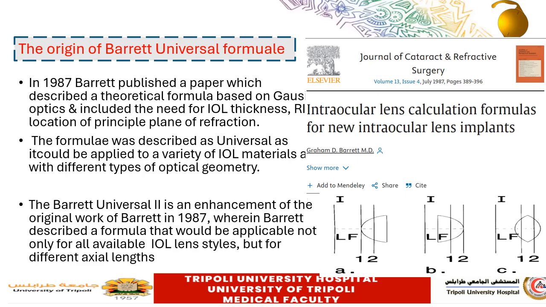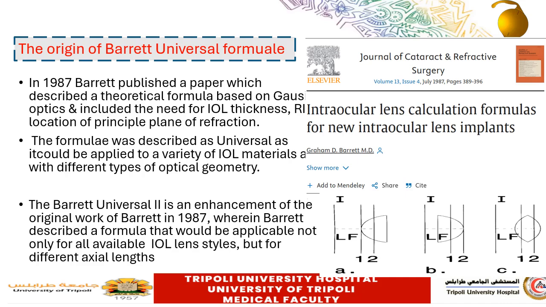This is very important because when he adopts thick lens optics, he utilizes the term of the second principal plane of the lens. Based on this second principal plane of the lens, he measured what's known as the lens factor. In the next slide, I will speak about it. What makes this formula unique compared to the previous formulas is that it adopts the thick lens principle, unlike the previous formulas that adopt the principle of thin lens optics. Thick lens optics is utilized both in the Olsen formula as well as in the Barrett Universal formula.